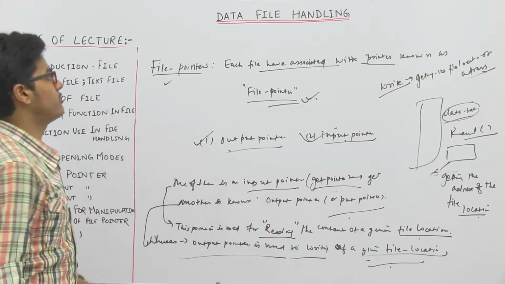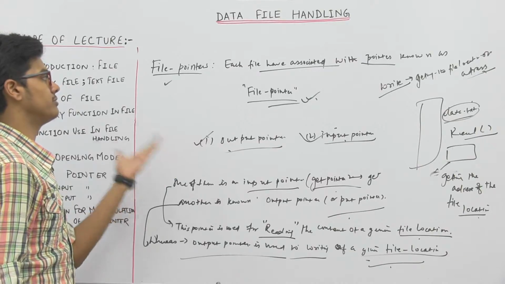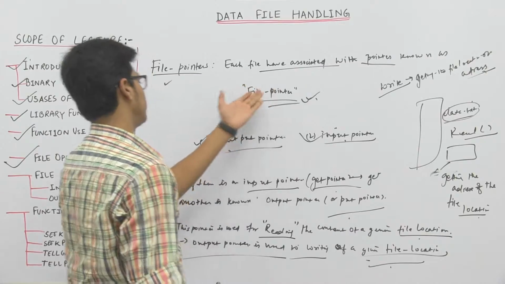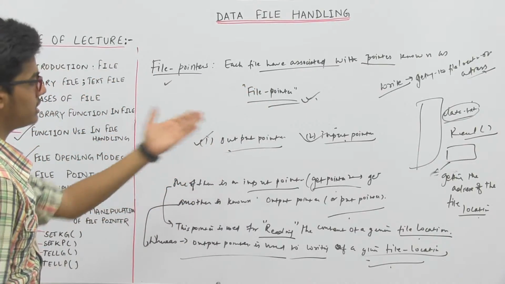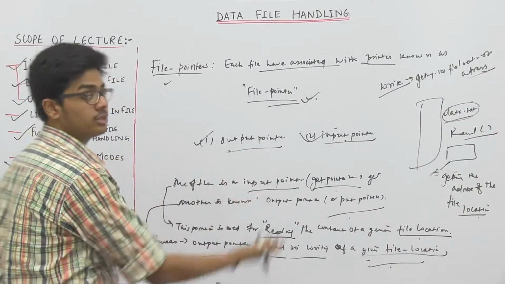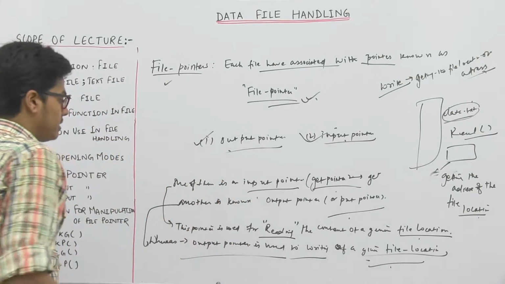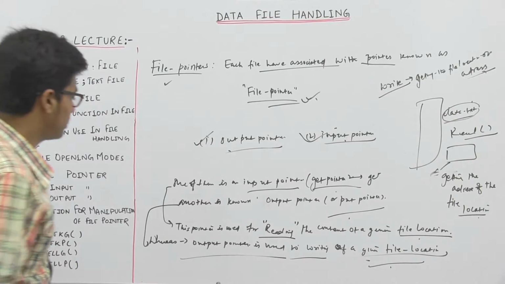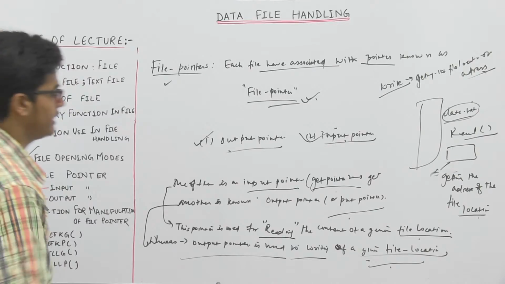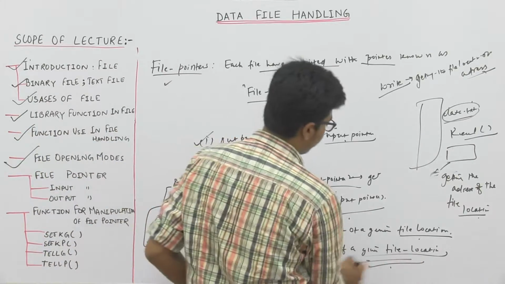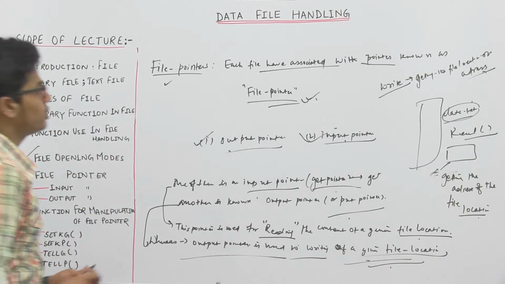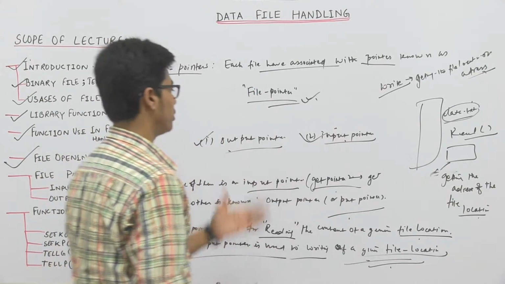So here we discussed the file pointer. The file is associated with pointers, that is the file pointer. One of them is the output pointer and the other is the input pointer. The input pointer is also known as the get pointer, and the output pointer is also known as the put pointer. The input pointer is used for reading the content of the given file location, whereas the output pointer is used for writing in the given file location. So here we studied both the pointers, the different types associated with the file pointer, that is input and output pointer.